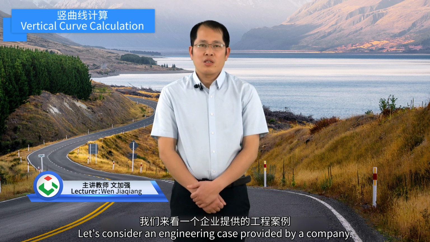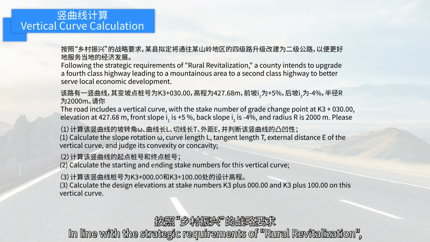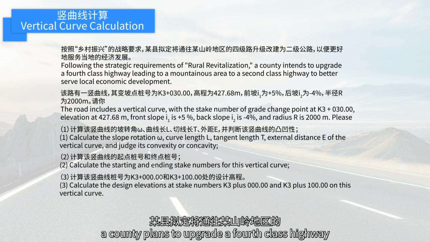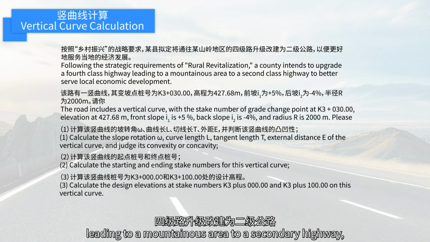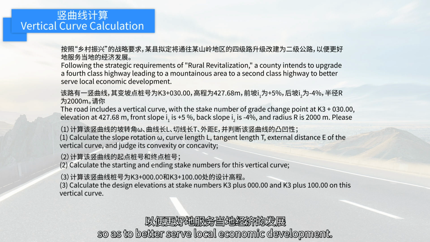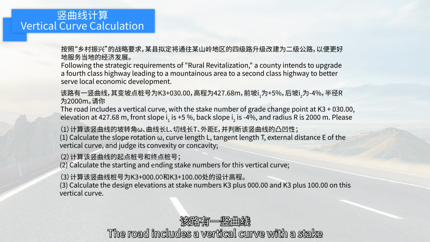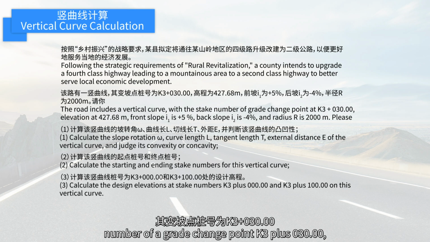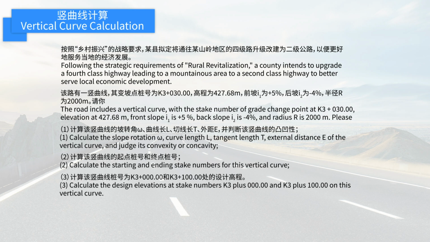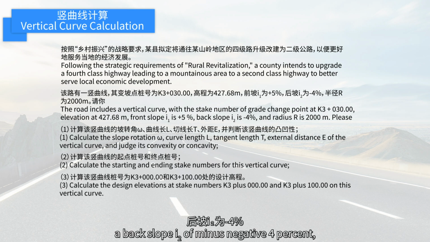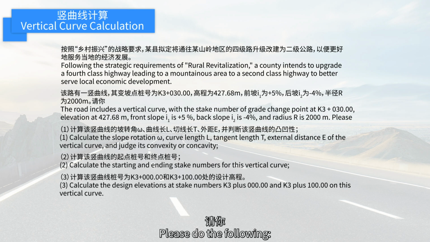Let's consider an engineering case provided by a company. In line with the strategic requirements of rural revitalization, a county plans to upgrade a forest-class highway leading to a mountainous area to a secondary highway, so as to better serve local economic development. The road includes a vertical curve with a stake number of a grade change point, K3+030.00, an elevation of 427.68 meters, a front slope I1 of positive 5%, a back slope I2 of negative 4%, and a radius R of 2,000 meters. Please do the following.